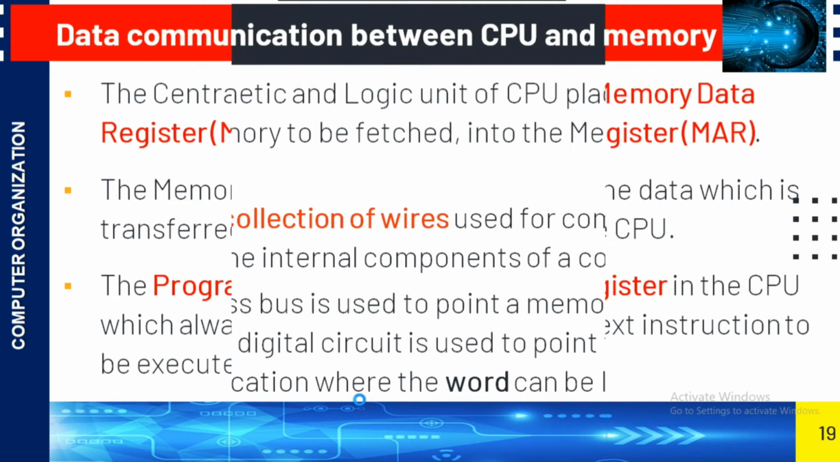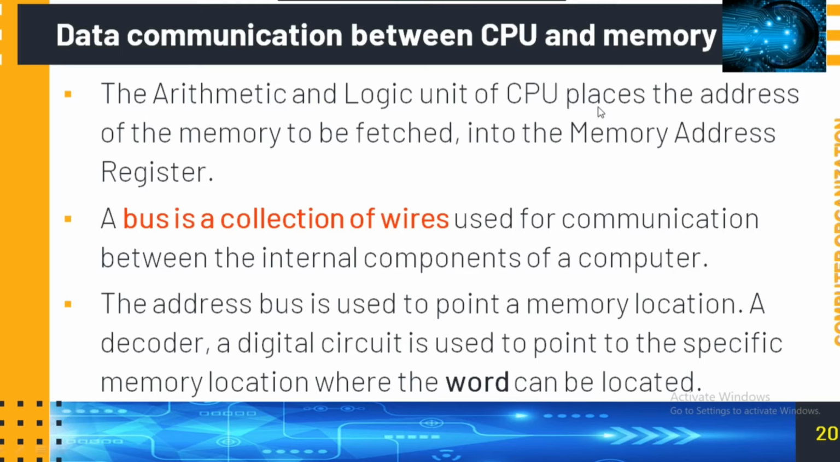The arithmetic and logic unit of the CPU places the address of the memory to be fetched into the memory address register. We already know all the arithmetic and logical operations take place in the ALU. The ALU fetches the address of the memory from the MAR. We already know what a bus is: a bus is a collection of wires used to transfer data from one place to another.